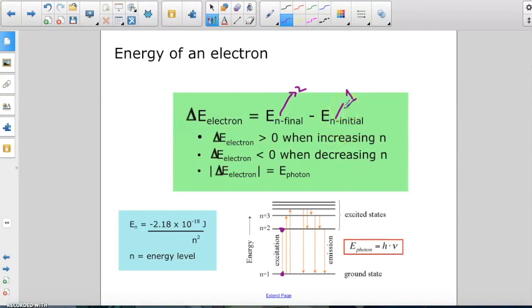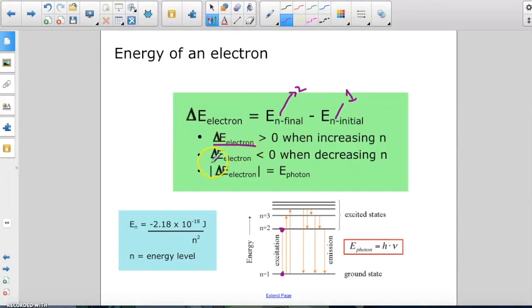Okay? When we're increasing the N, when we're going to a higher energy level, the energy will be absorbed, and that will be positive. When the energy is being released, then it will be negative, and it means that the energy levels are going from the highest to a lowest. So again, when we're going from a lowest energy level to a higher energy level, the difference in the electron's energy will be positive.